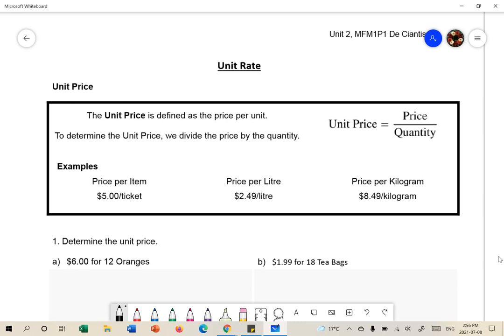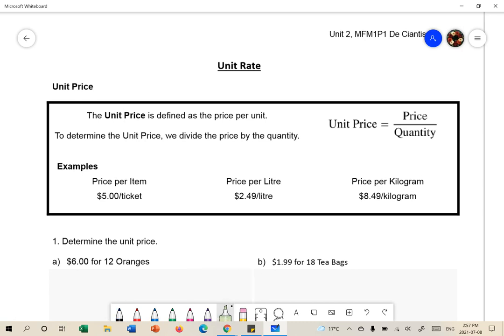Today's lesson is on unit rate, and we're going to continue on examples of cross multiplication. Let's begin with unit price. The unit price is defined by the price per unit. To determine the unit price, we divide the price by the quantity.